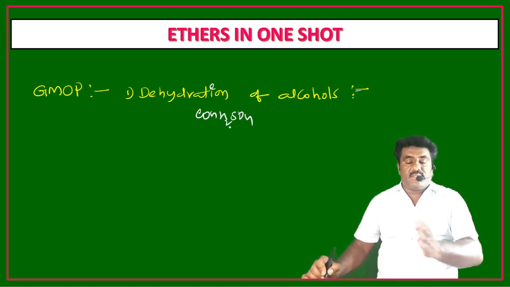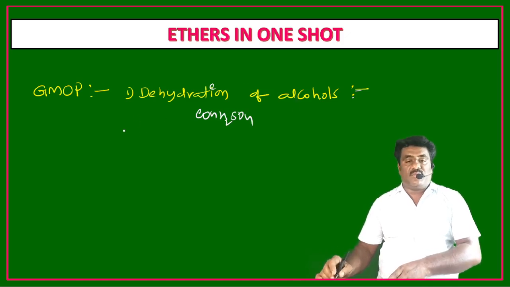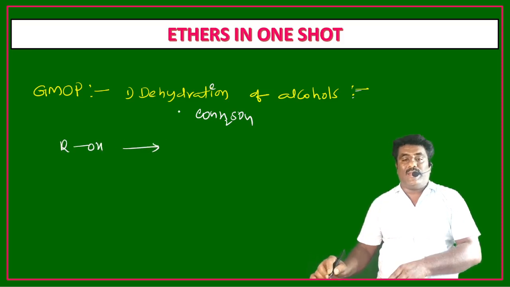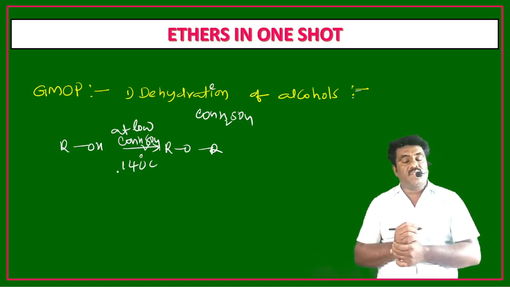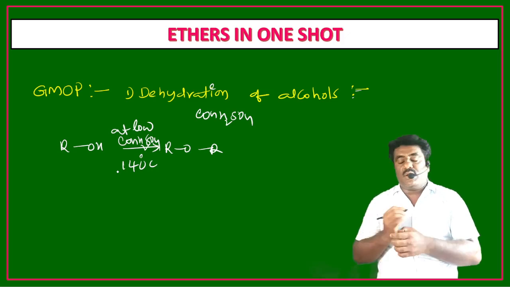From alcohol to ether using concentrated H2SO4 at a low temperature. The temperature is 140 degrees Celsius to give the ether.